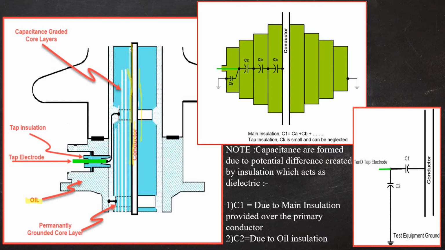Insulations are nothing but dielectrics, and dielectrics work as capacitors. This means we will have two capacitances forming. The first one is the main capacitance that will form over here, where the main insulation is provided. The more the layers of insulation, the more capacitance will be formed. And the second one is when oil is provided, that is, between the insulation and the porcelain.